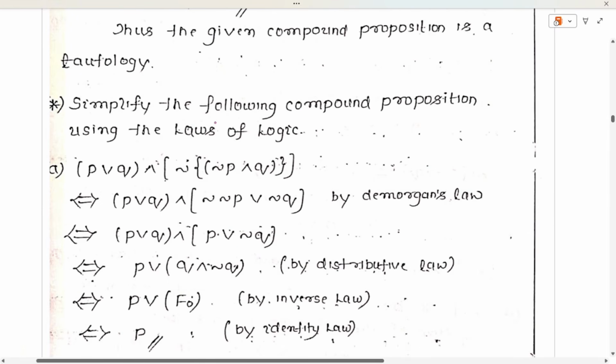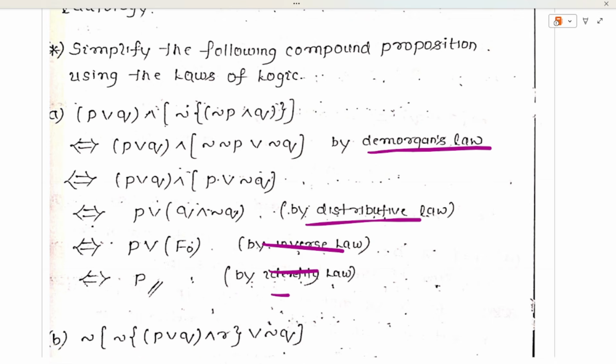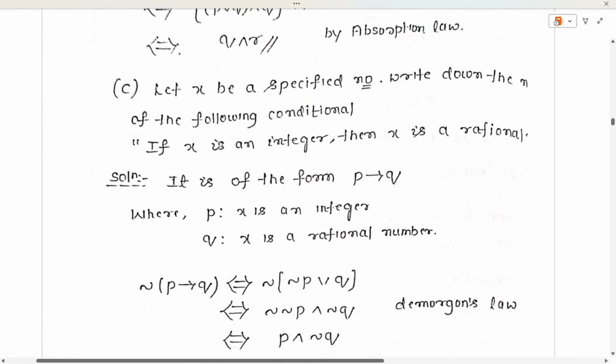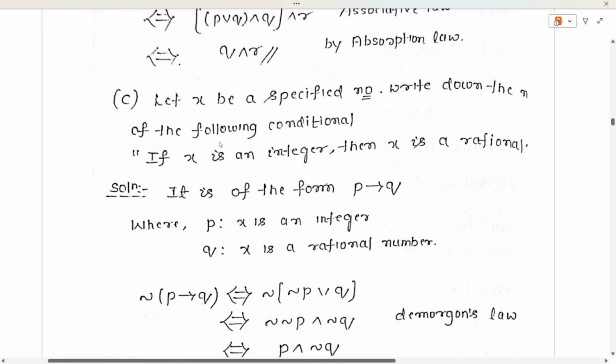Next, you have to simplify using these laws of logic. I have mentioned which laws are used here, identity, inverse. If you just see those laws, you can easily score. This is one of the 20 on 20 scoring topics in module 1. You can easily score this, guys. No need to worry at all. You will think DMS is tough, but it's not at all.